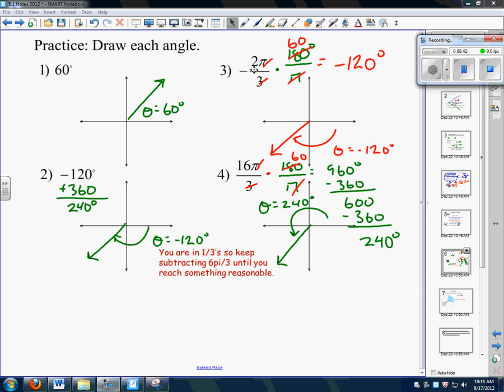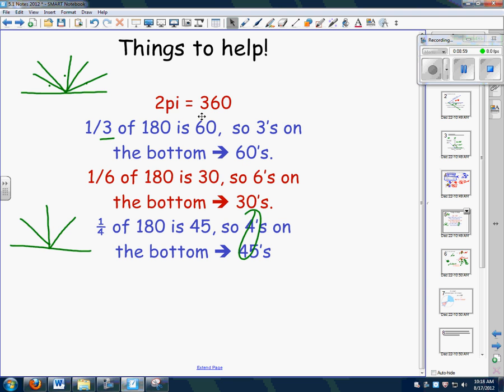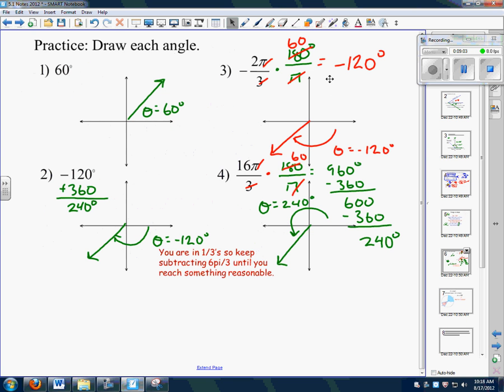-2 pi over 3. So I converted this. I don't expect you guys to be able to work with the radians right now, but in the next couple days you should. I converted it and got the same thing, -120. So -120 and -2 pi over 3 are the same. You see 3s on the bottom, multiple of 60. Well, it's 2 multiples of 60, so -120. This time I did go clockwise with it.